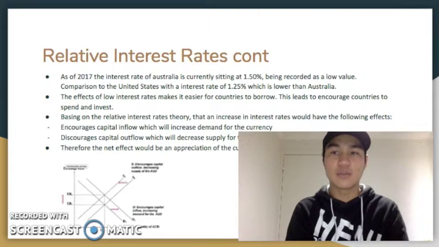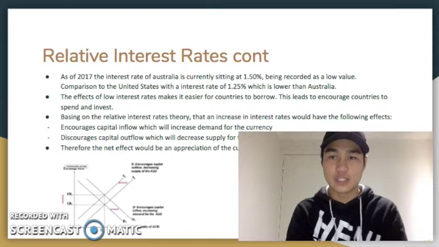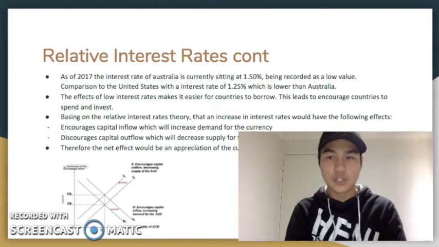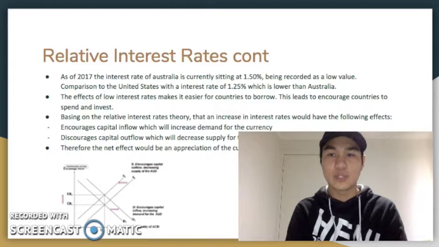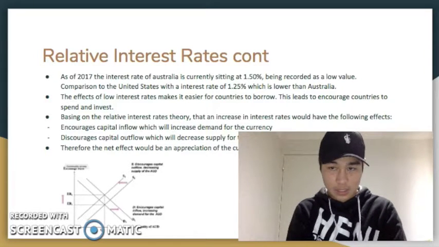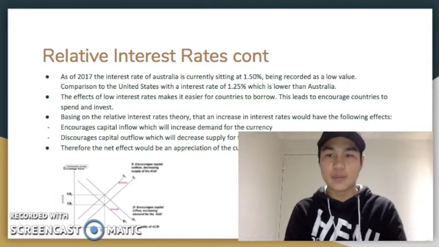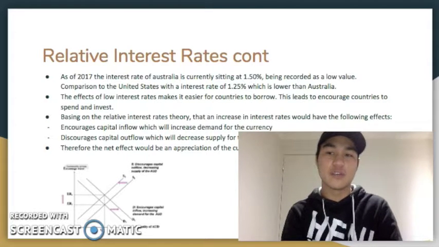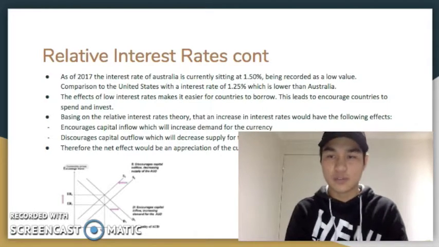It would encourage capital inflow, which will increase demand for the currency. It discourages capital outflow, which decreases demand for the currency. Due to the current situations of both central banks, it is likely that investors will decide to invest their money in assets in Australian banks, as higher returns are guaranteed compared to leaving it in United States banks. Therefore, the net effect would be an appreciation of the AUD since it has a higher interest rate than USD by 0.25.